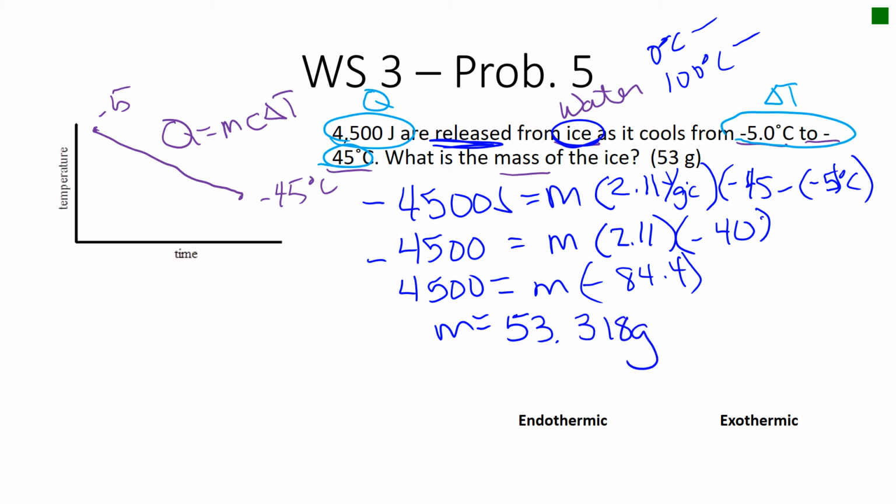Now, because of these, it's 2 sig figs, 2 sig figs, 2 sig figs. So rounded, that's where we get the 53 grams because of the 2 sig figs.